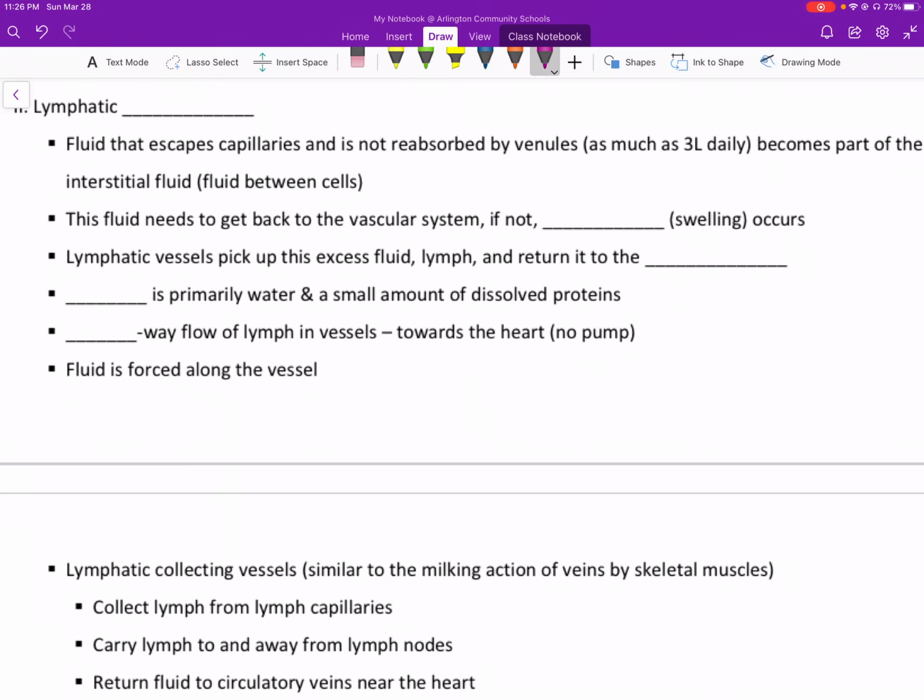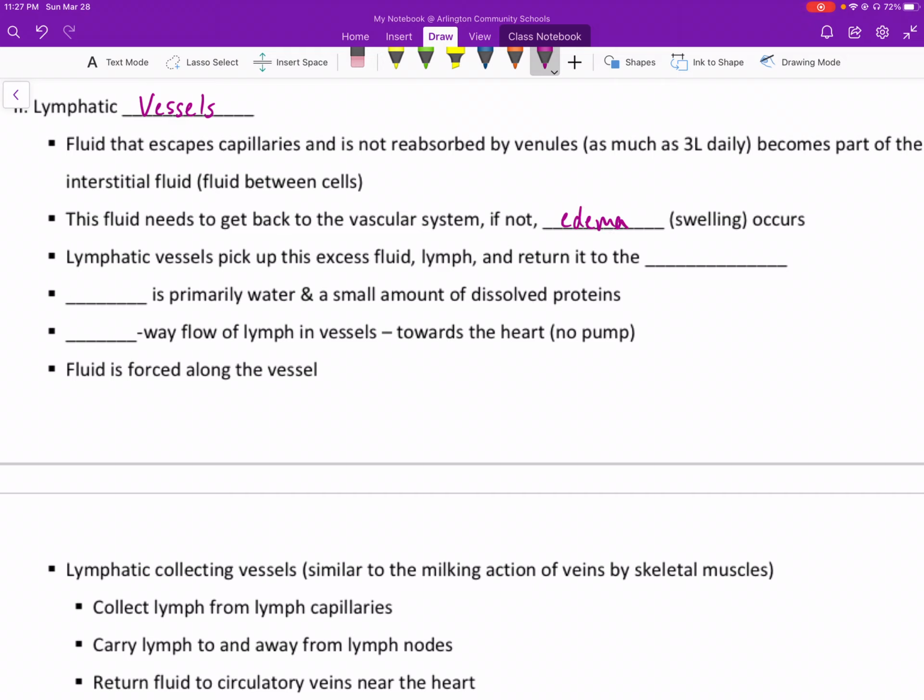There we go. So our lymphatic vessels, we have fluid that escapes the capillaries and is not reabsorbed by venules. And this is as much as about 3 liters daily, which is a lot of blood. And so this is why the lymphatic system is very, very important, not only for what we're going to talk about later, but also for trying to put blood back into the body or back into the blood vessels, which becomes a part of the interstitial fluid, which is the fluid between cells. And so this fluid needs to go back to the vascular system. If not, what we call edema or swelling occurs.